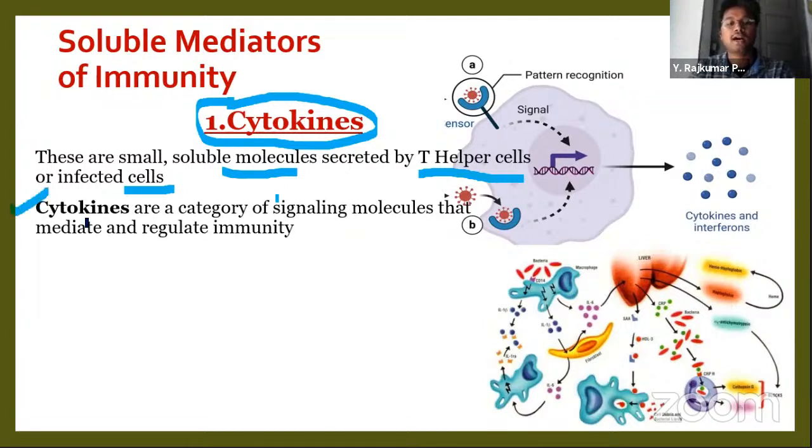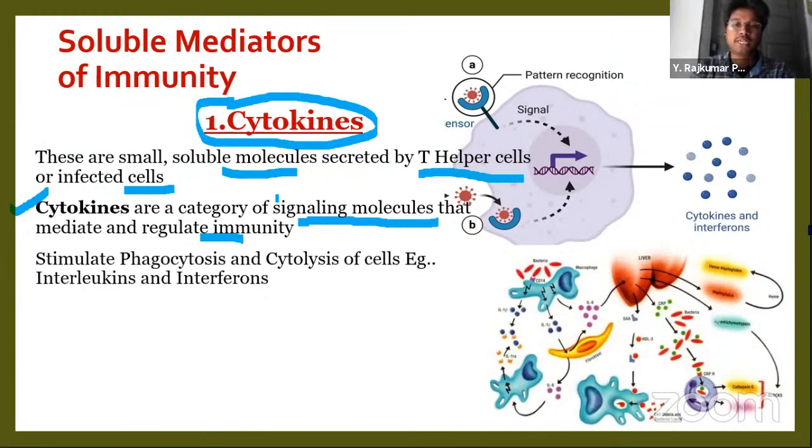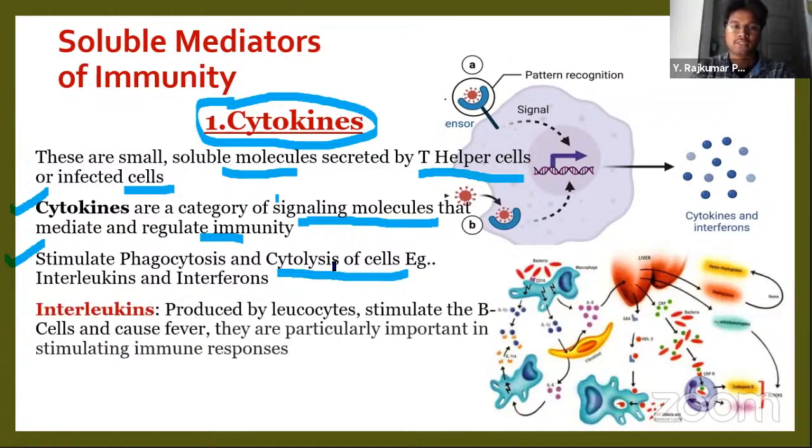Cytokines are a category of signaling molecules that mediate and regulate immunity. So they give a signal with the help of cytokines. Next, they stimulate phagocytosis and cytolysis of the cells. Cytokines are again of two types, interleukins and interferons. So cytokines are chemical messengers, and they can be secreted in the form of interleukins and interferons.